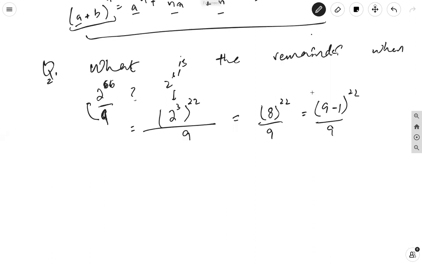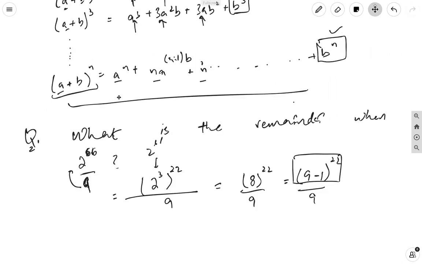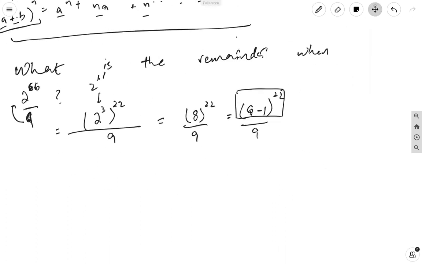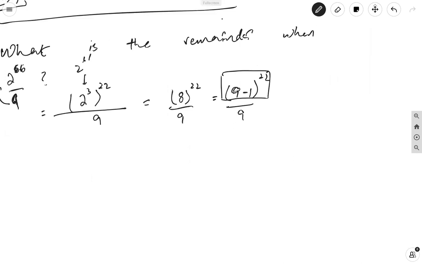Isn't this similar to the binomial theorem? It doesn't matter whether it's positive or negative. You will see that, right? Now we have 9 in front, right? If I open these, all of the first values have some factor of 9 in them, except the last value. Whatever the last value is, that is (minus 1) power 22, divided by 9.